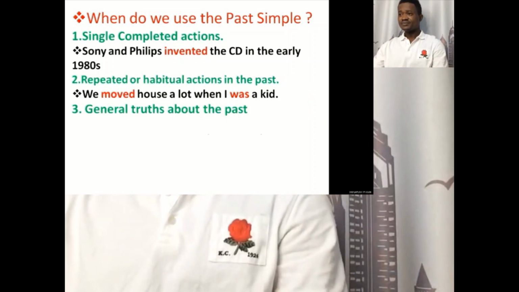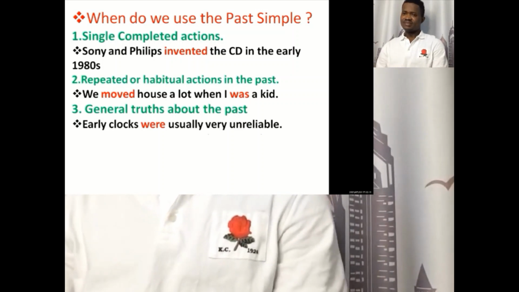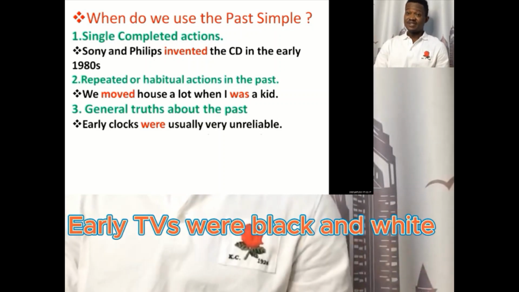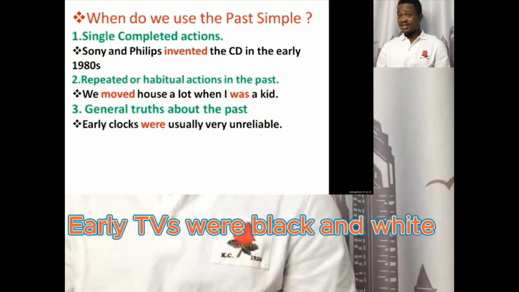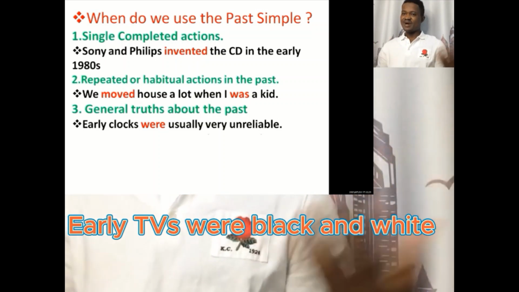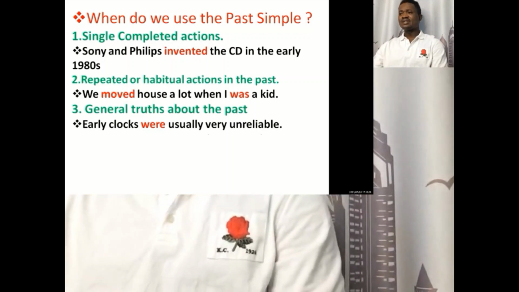Something true. So a general truth about the past. Example: Clocks were usually very unreliable. That is a fact. Also: TVs were black and white. For now, we have color TV. This is a fact in the past. So we use it for general truths. All right, let's go to the next one.